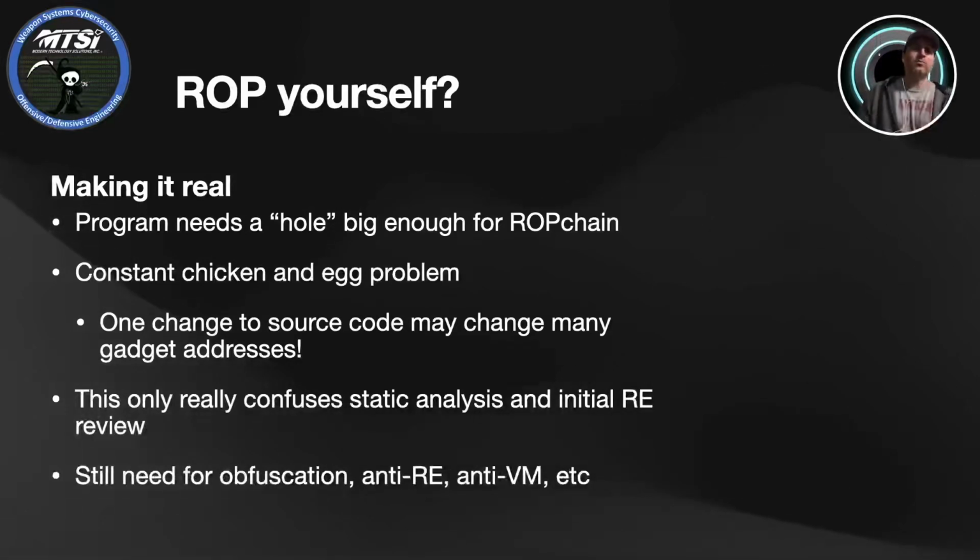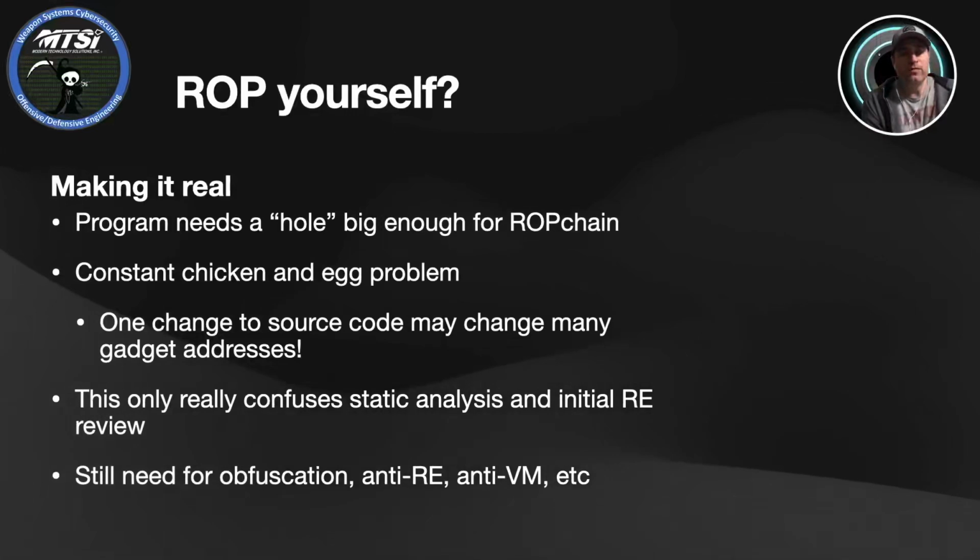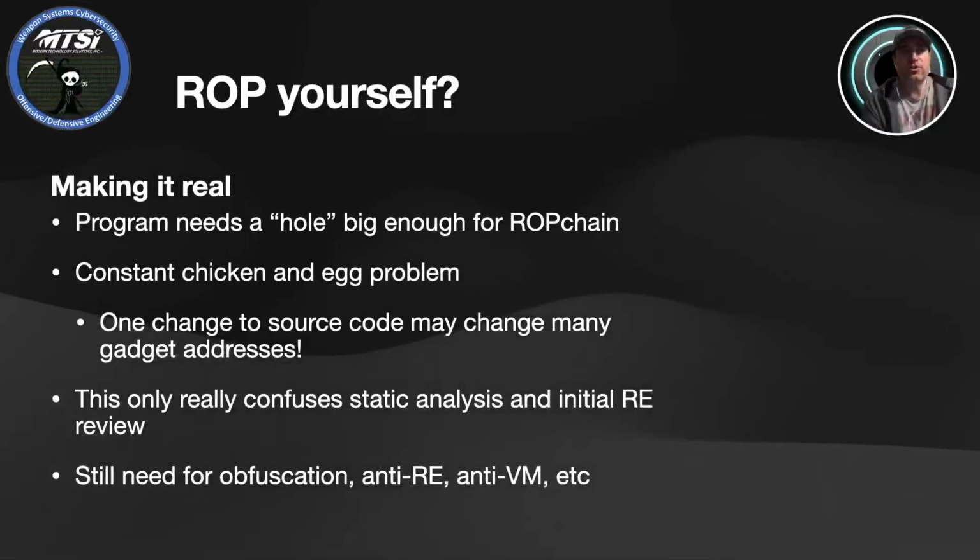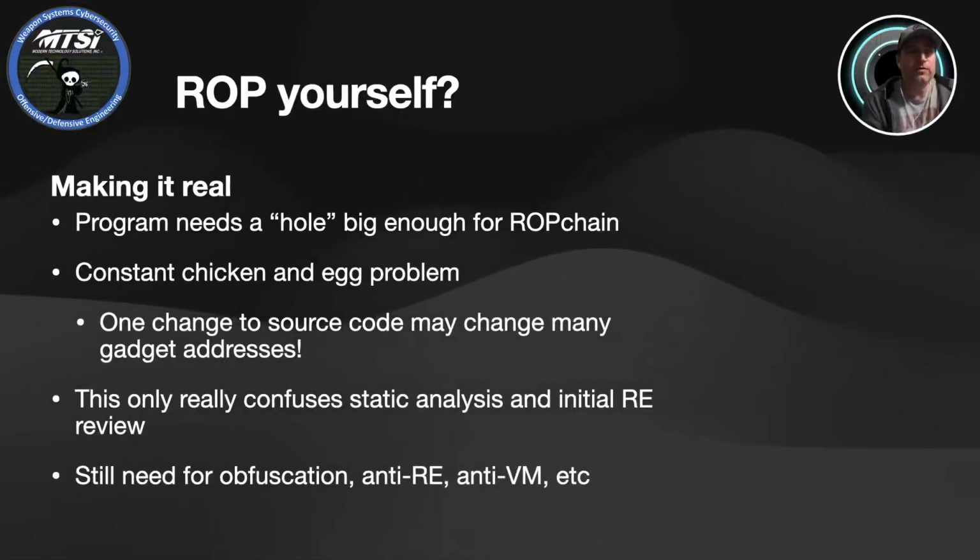I do want to talk about what we gain out of this. So when you talk about ROPing yourself, we really confuse static analysis and any kind of initial reverse engineering review. If someone or some sophisticated tool were to try and do some actual execution of a program that ROPs itself, it would eventually find out what the program really wants to do. So ROPing yourself really only addresses the initial static analysis. Now that's not a waste of time.